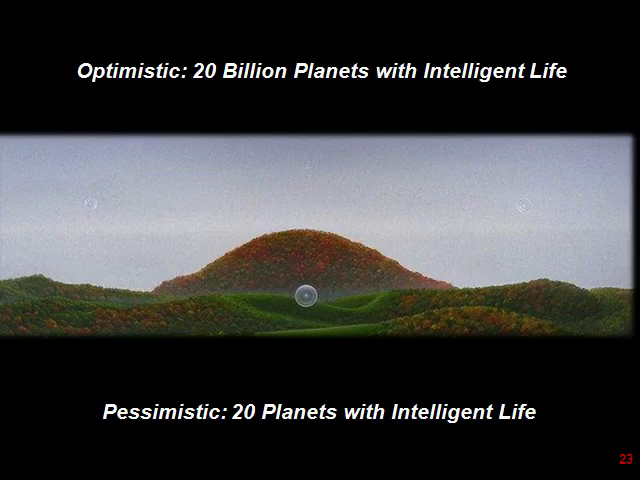biological advantages. That being the case, the optimist now says that there are 20 billion planets in our galaxy alone where intelligent life exists or will exist in the future or has existed in the past. The pessimist is saying that there are only 20 planets in our galaxy that have intelligent life. 20 planets. Remember, in the universe, that would be 20 multiplied by 600 billion.